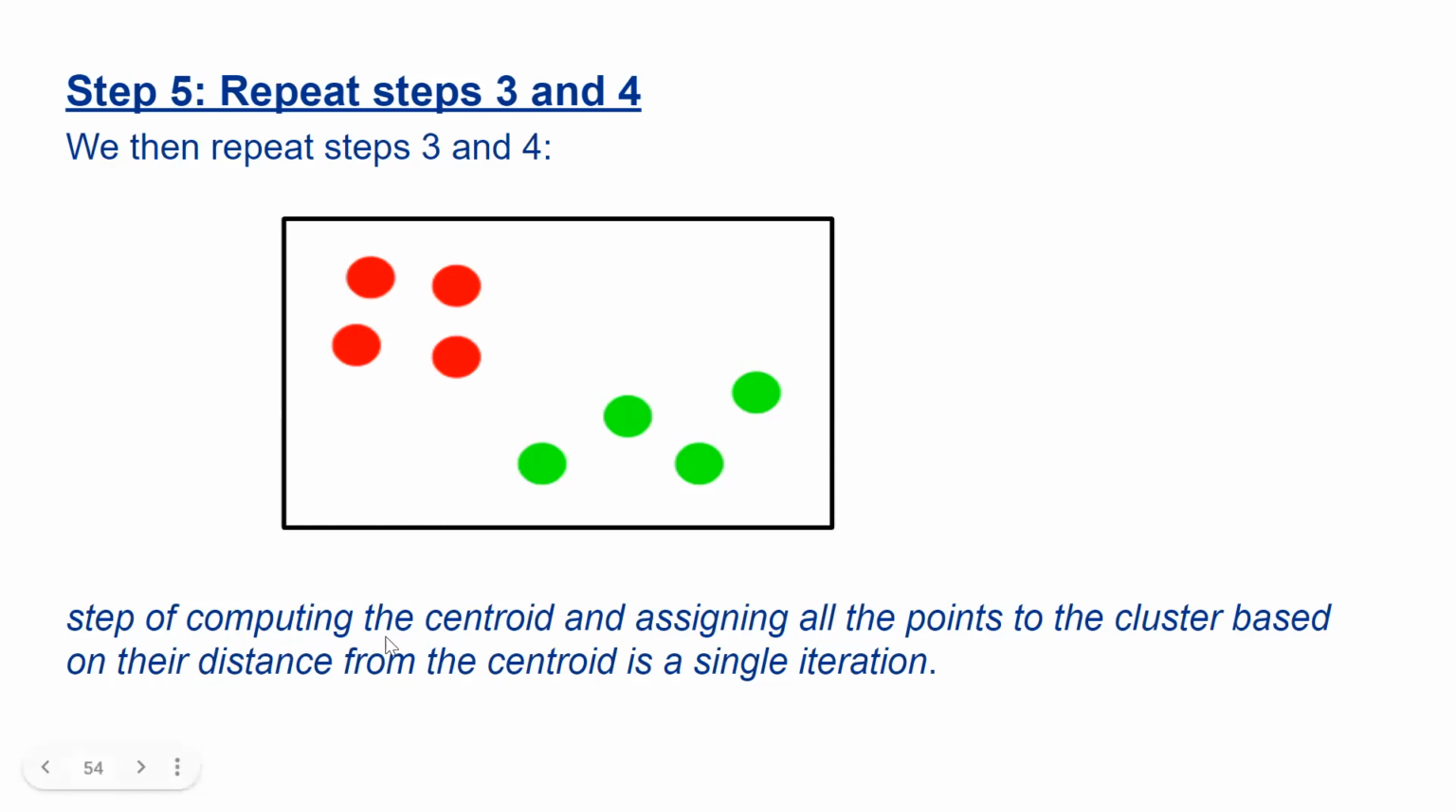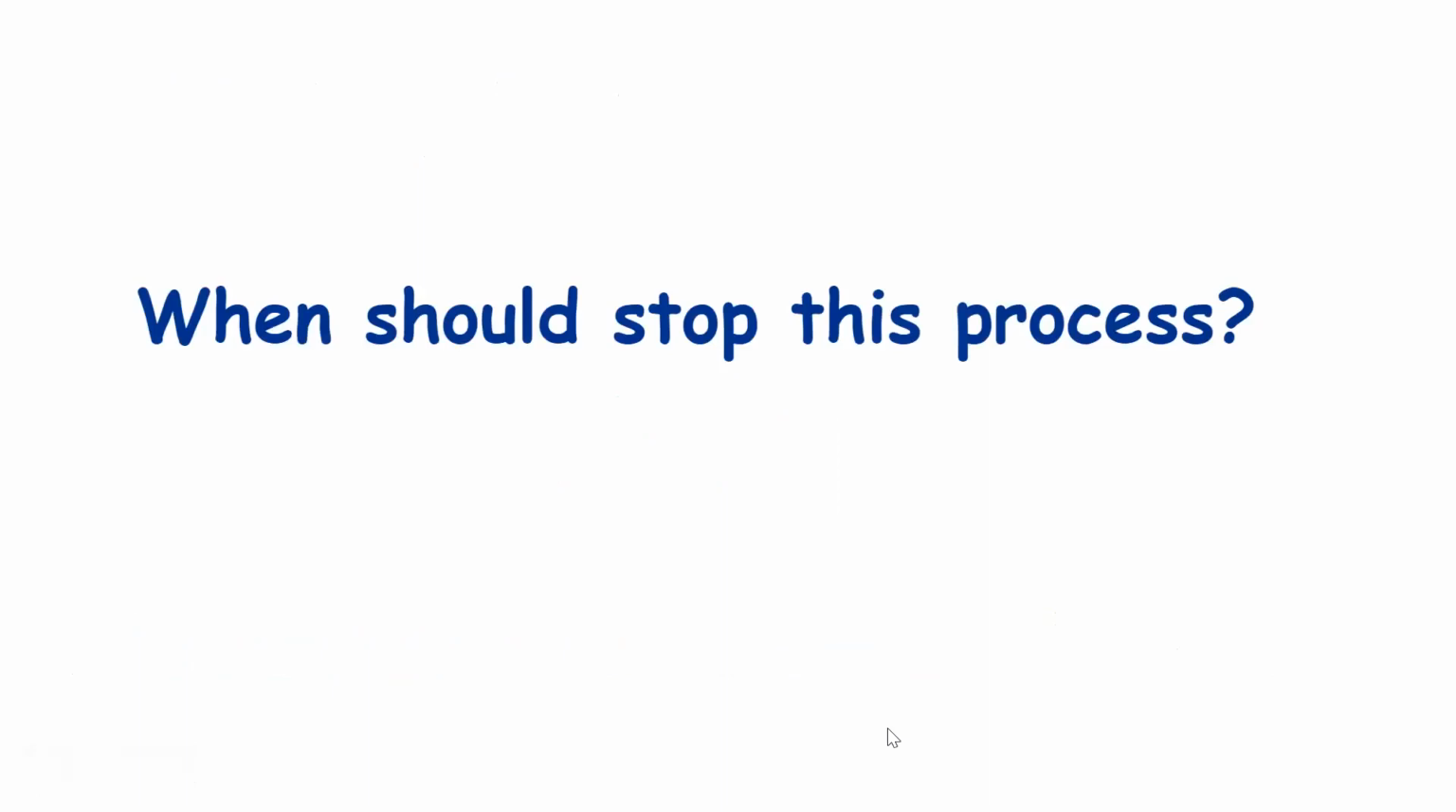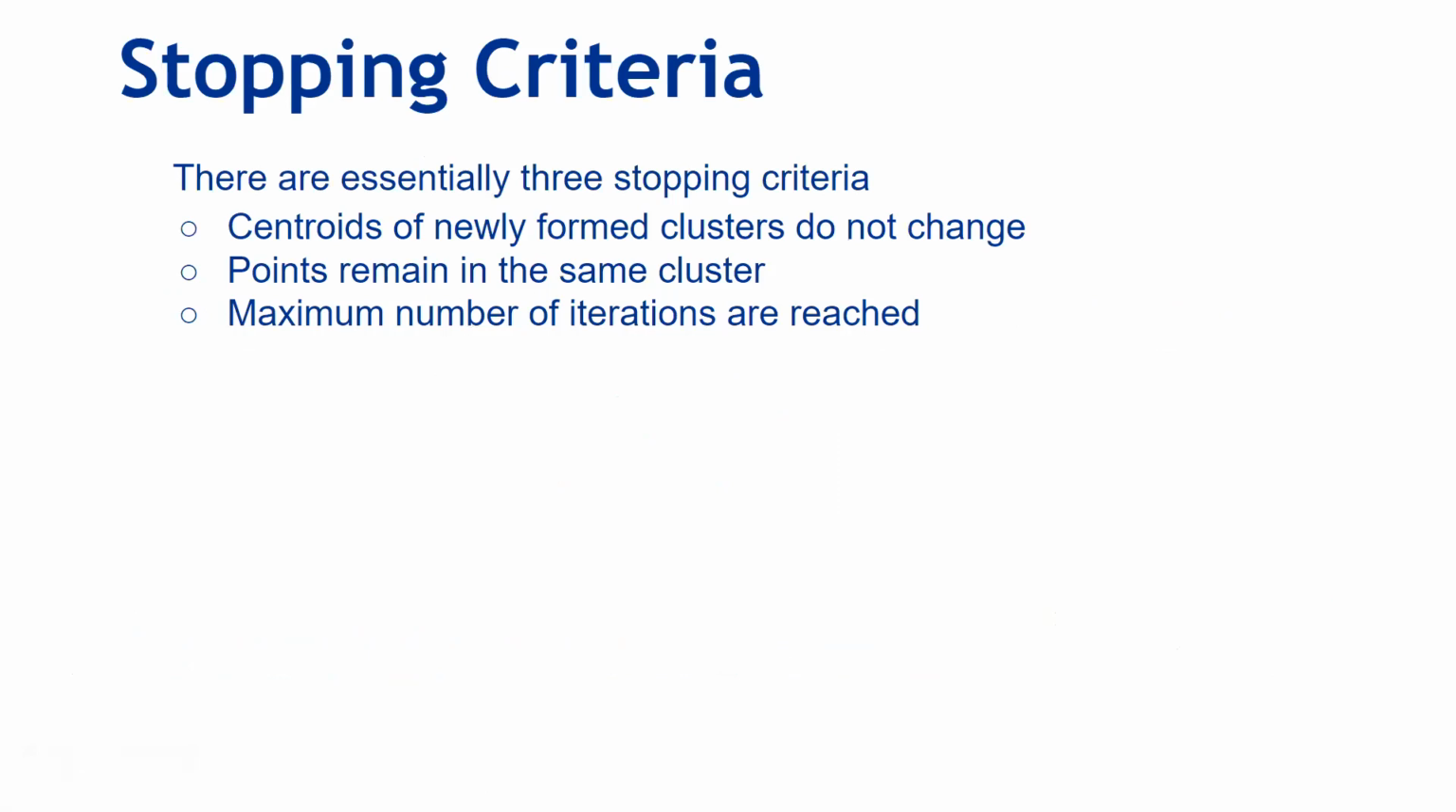Okay, so the steps of computing the centroid and assigning all the points to the cluster based on their distance from the centroid make a single iteration. We will keep repeating this iteration until we reach a conclusion, or if we have predefined the number of iterations, it will automatically stop. So there are some stopping criteria: centroids of newly formed clusters do not change, points remain in the same cluster, or the maximum number of iterations is reached. Okay, so we will keep these things in mind.